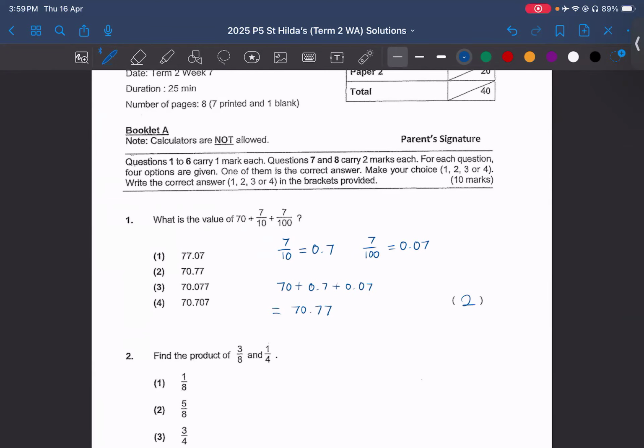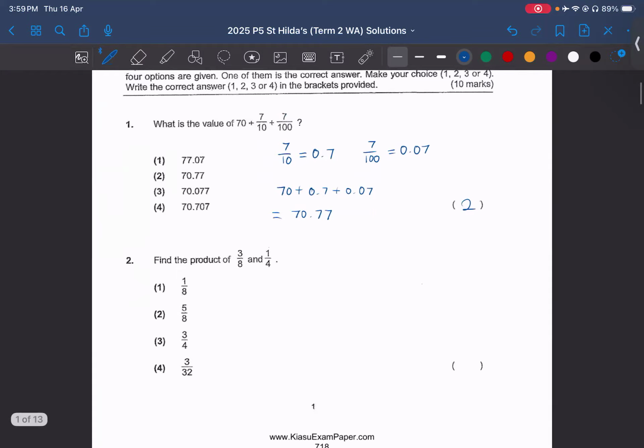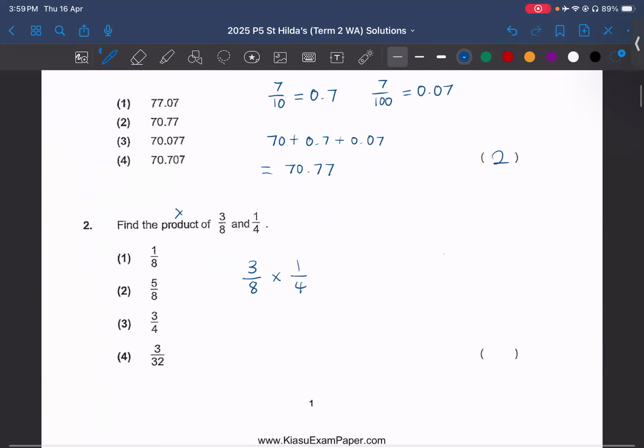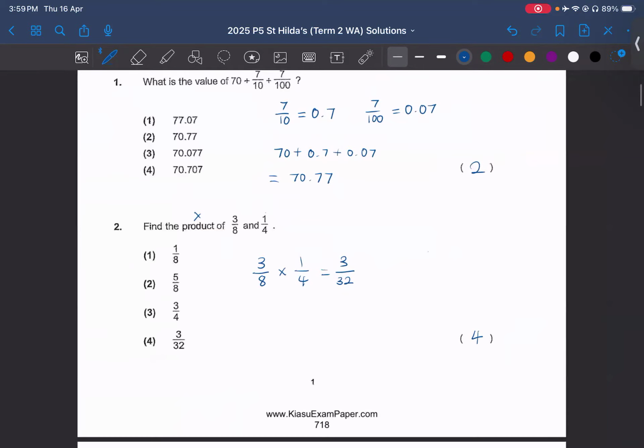Okay, now we move on to question 2. Find the product of 3 over 8 and 1 over 4. Product means times, so it's 3 over 8 times 1 over 4. If you look at these fractions closely, you realize that the numerator of one fraction cannot cancel with the denominator of the other fraction. So we can just take numerator times numerator and denominator times denominator. In the numerator, 3 times 1 is 3, and in the denominator, 8 times 4 is 32. So your answer will be option 4.